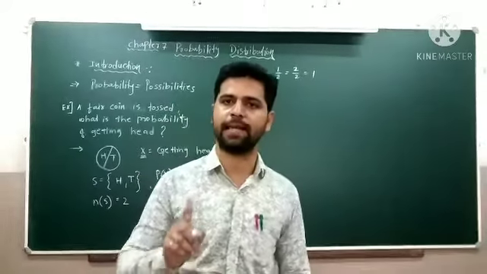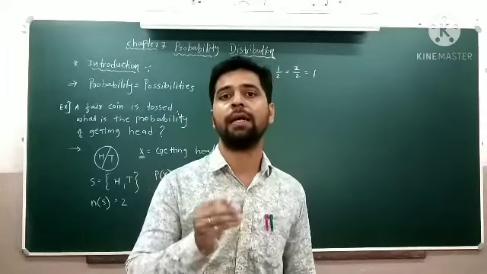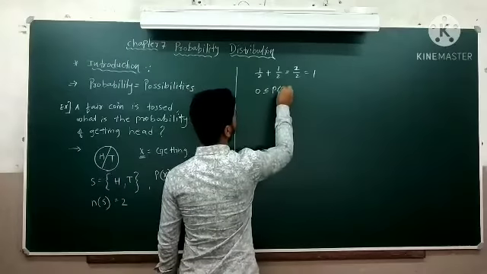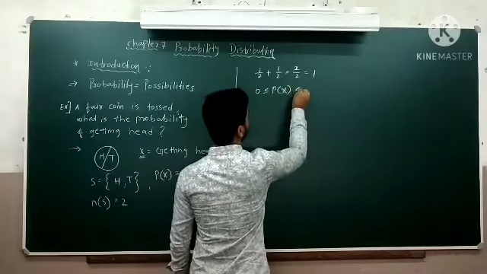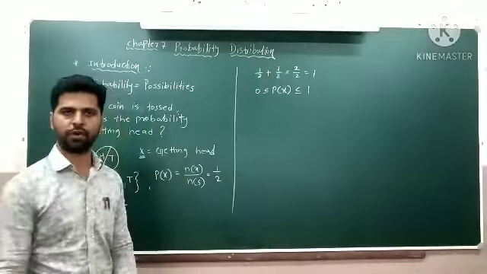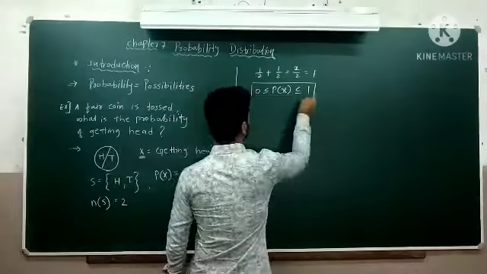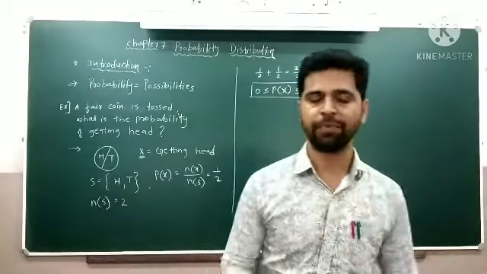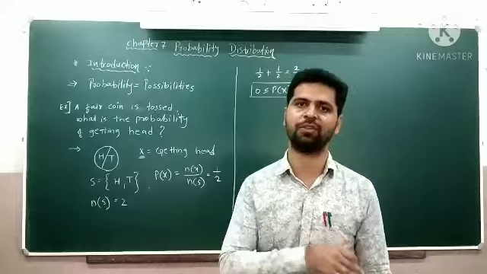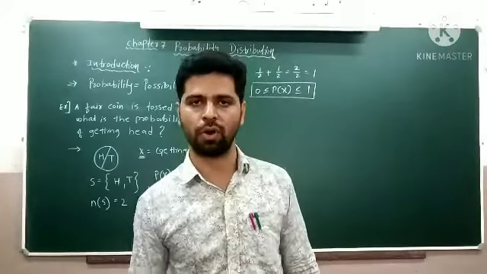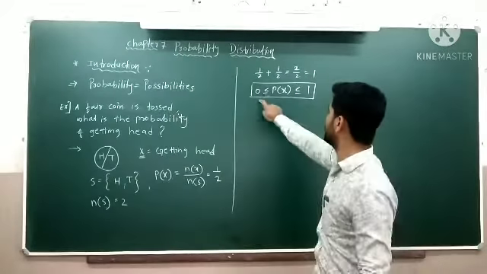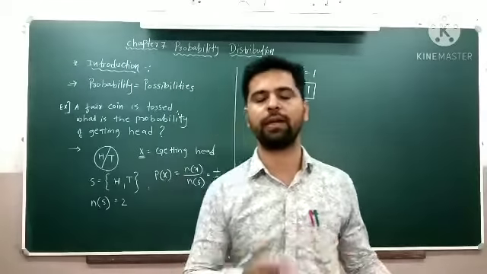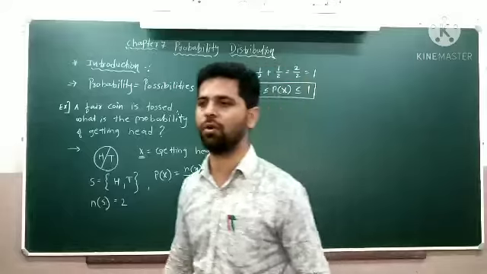Probability will never exceed 1. Probability will never be less than 0. So every probability lies between 0 and 1, always. This is the rule of probability. If you are getting a probability more than 1, then you are wrong. If you are getting a probability less than 0, meaning negative, then also you are wrong. So probability will always lie between 0 and 1. This is the rule of probability.